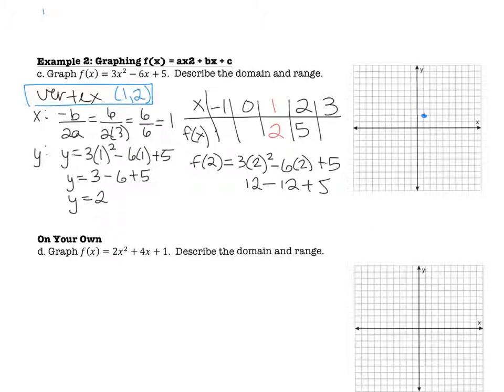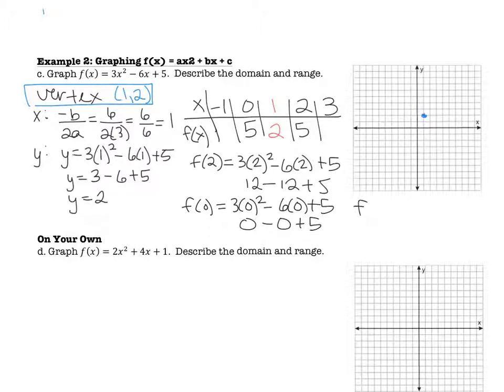So since this 1, 2 is the vertex, if I go on either side equally, so jumps 1 up, 1 down, if this is 5, this should be 5 as well. So let's plug it in just to make sure. So we have f of 0 is equal to 3 times 0 squared minus 6 times 0 plus 5. Well, 0 squared is 0 times 3, 0, minus 6 times 0, which is 0, plus 5. And sure enough, that would be 5 as well.